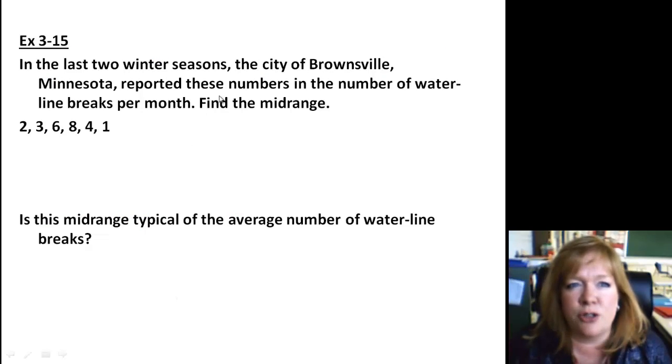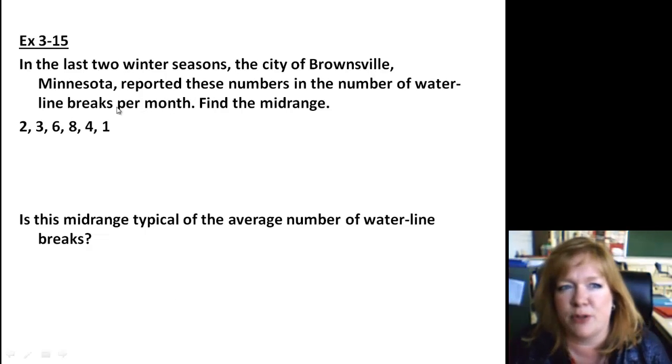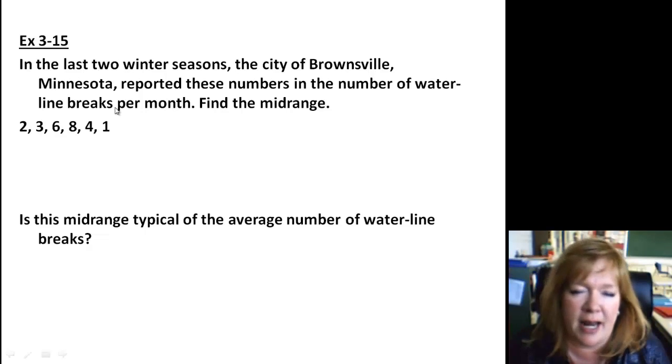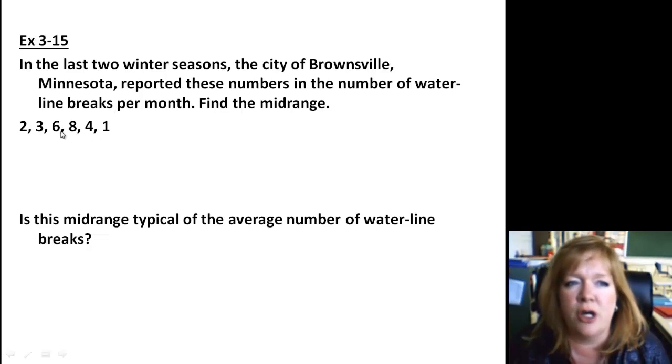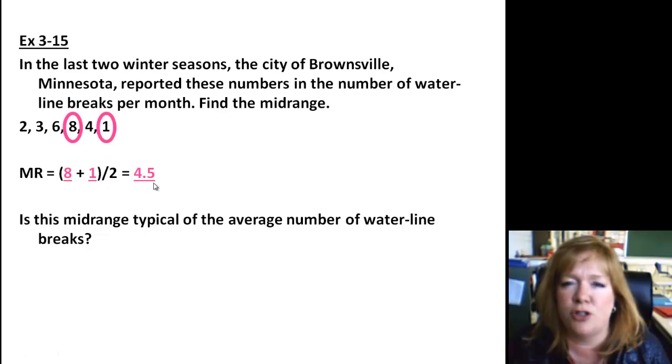The last 2 winter seasons, the city in Minnesota reported these numbers of water line breaks. That happens in the winter. Find the mid-range. Well, can you pick out the biggest number? Oh yeah, number 8. The smallest number is numero uno. And all you have to do is add those two together. 8 plus 1, divide by 2, 4.5. That's the mid-range. MR again is mid-range, not Mister.